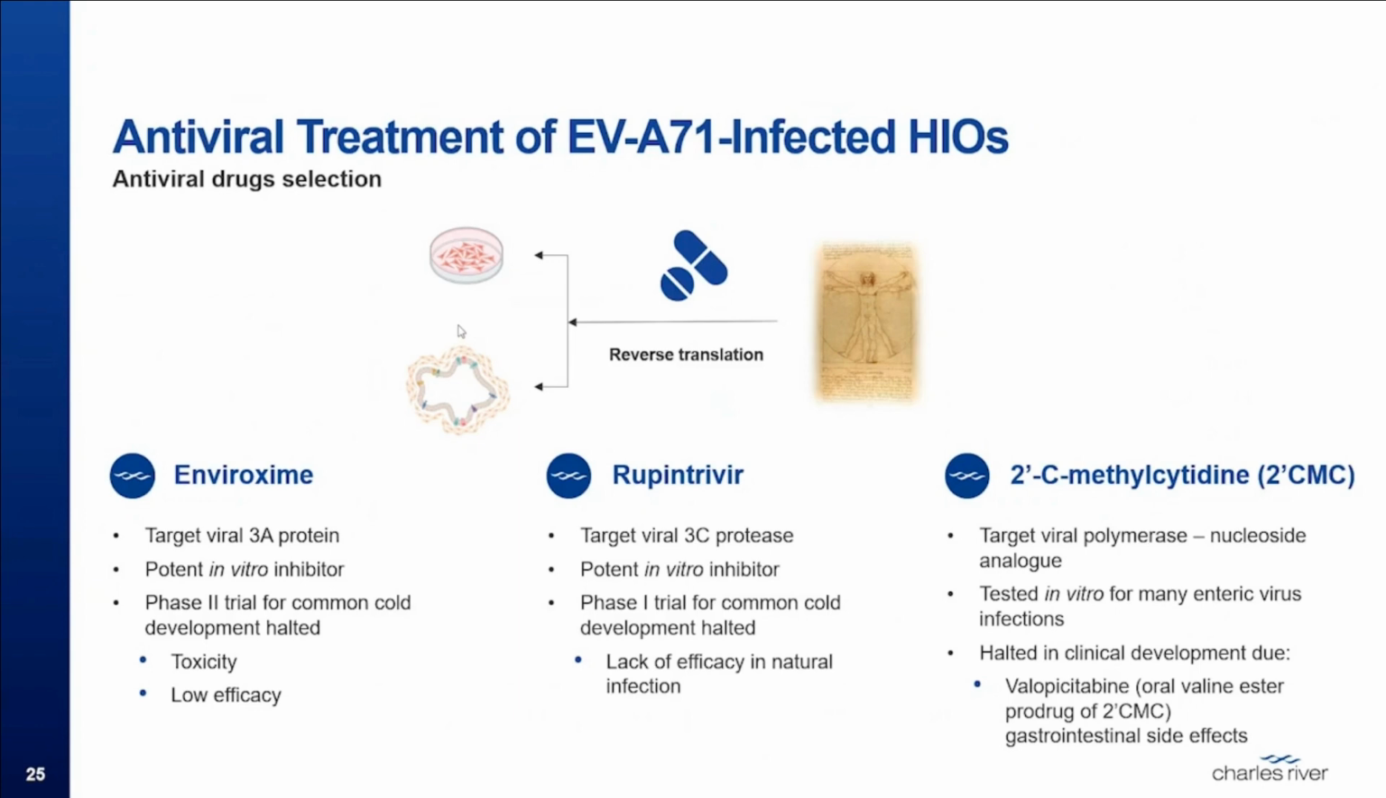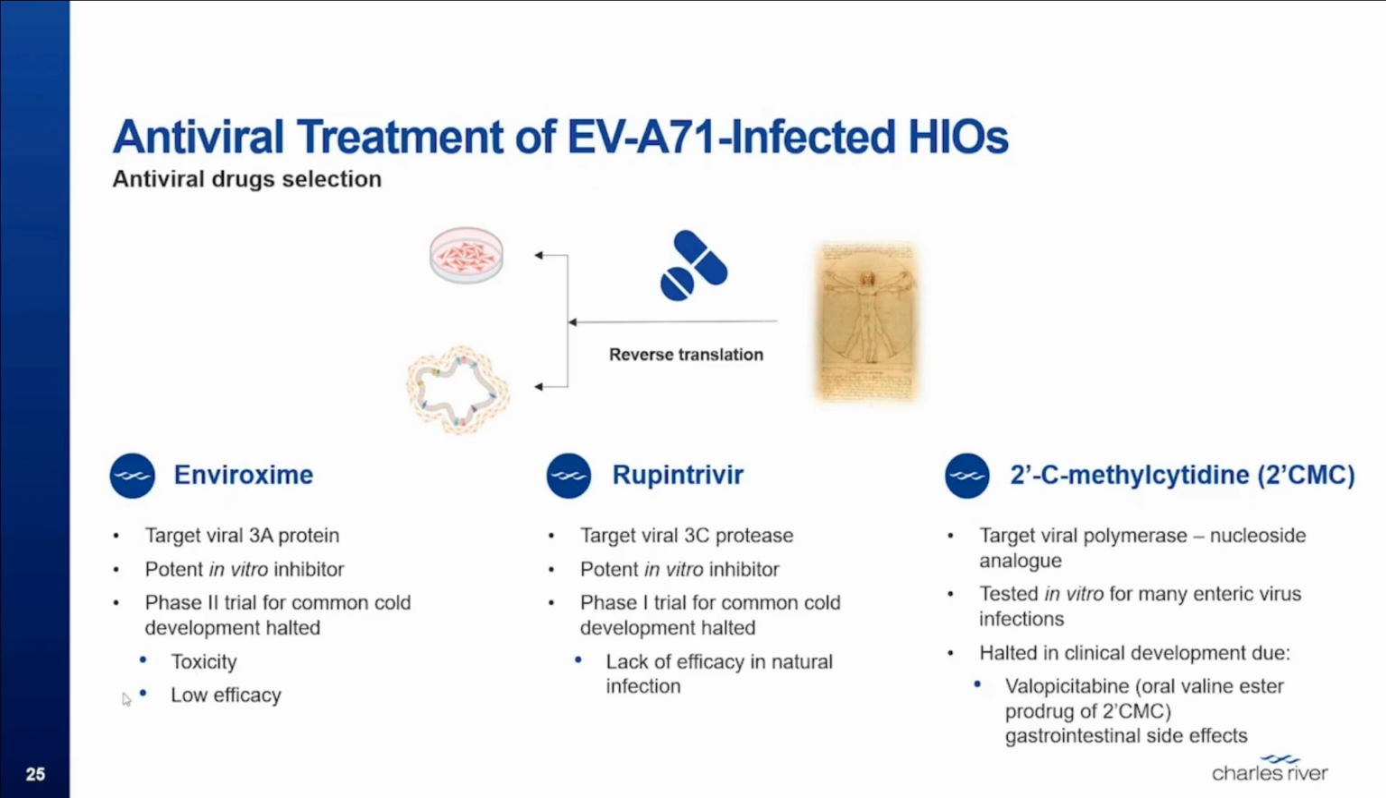And this is basically to answer the question whether organoids can be a model that can pick up early on drugs that during clinical trials have shown either toxicity or lack of efficacy. So in this effort, we tested 3 different antiviral compounds: enviroxime, ropintervir, and 2-C-methylcytidine. They all have 3 different modes of action. They are good in vitro inhibitors, but all 3 failed in clinical trials for either toxicity, lack of efficacy, or again toxicity.